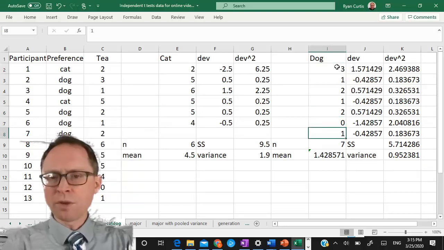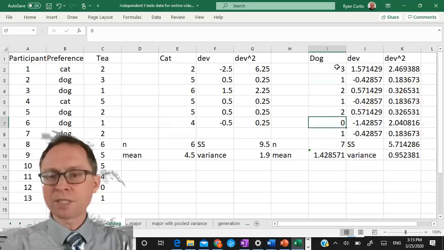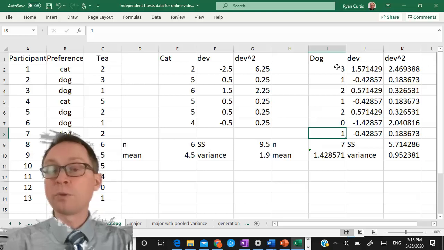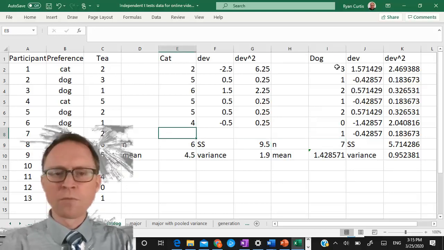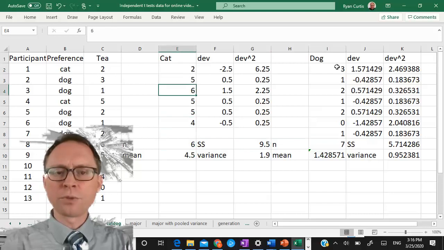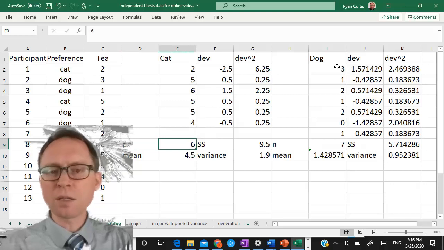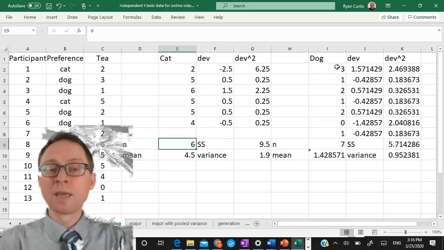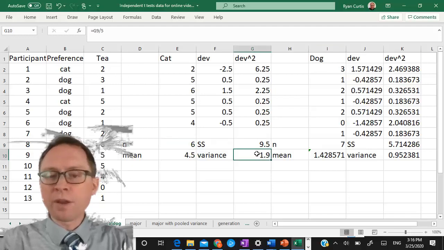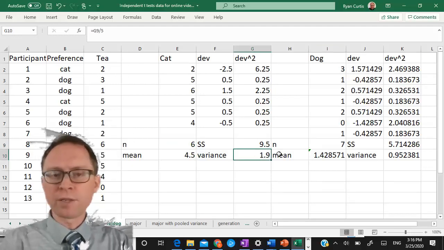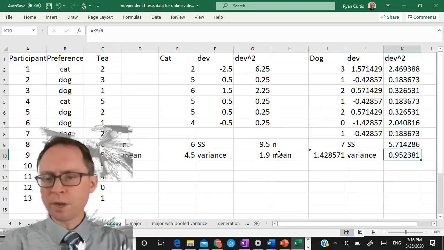Now, you will notice that we have 1, 2, 3, 4, 5, 6, 7 people who prefer dogs. And that is why right here we have n equals 7. Versus over here, we have 1, 2, 3, 4, 5, 6, so we have an n of 6. 6 people prefer cats, and 7 people prefer dogs. I've already gone through and calculated the variance for each of these. So the variance for cat people is here, and the variance for dog people is right here.